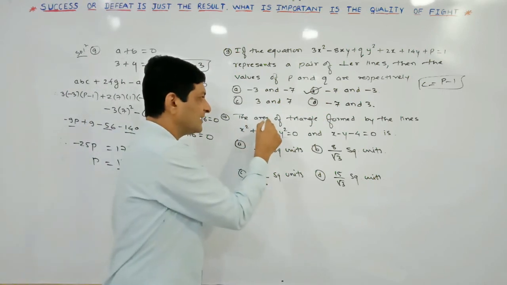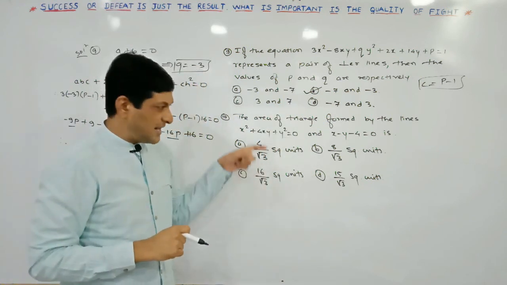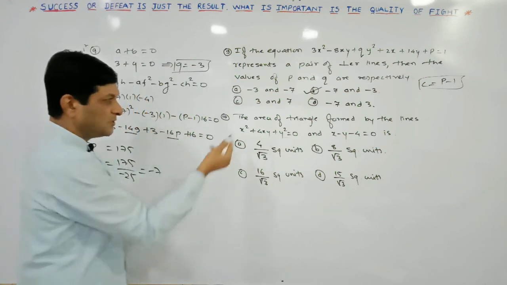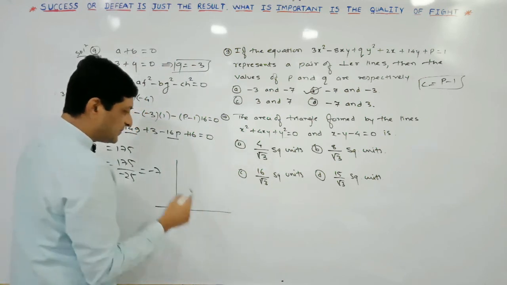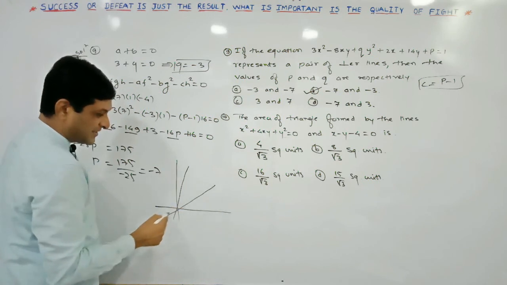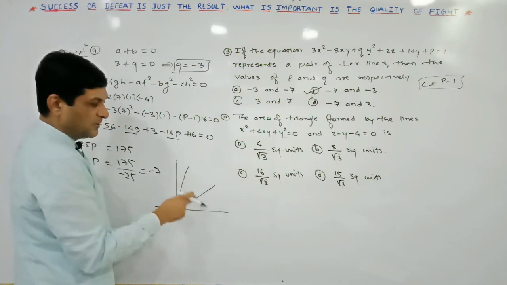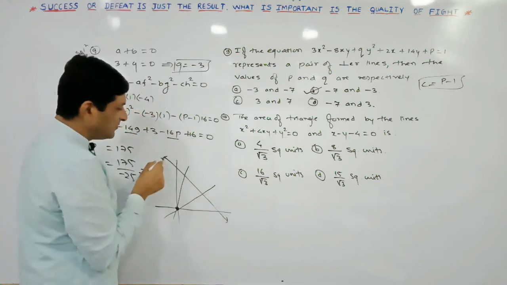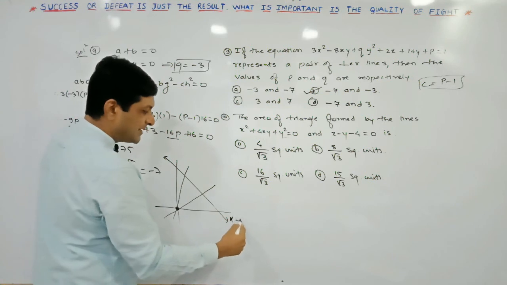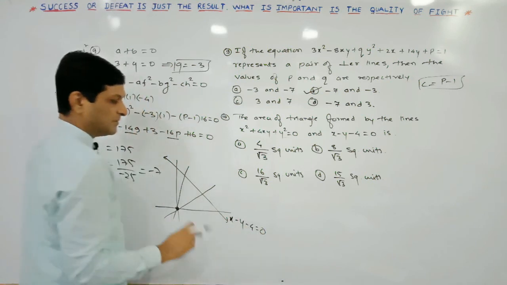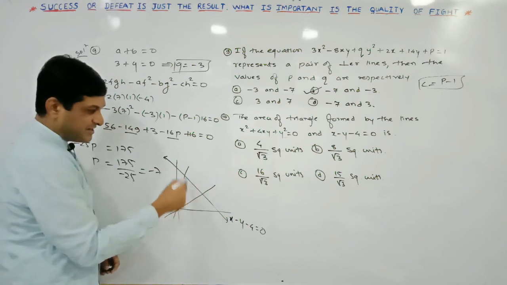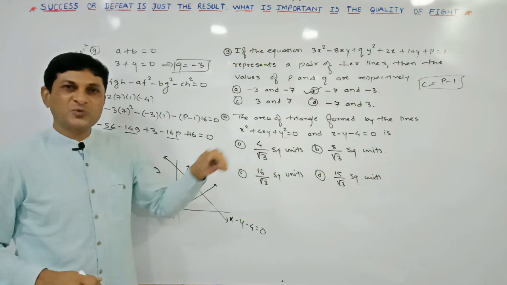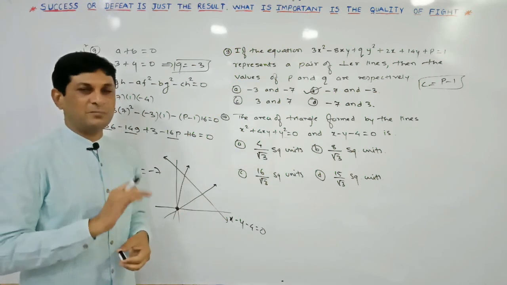In this case the area of the triangle formed by the lines represented by this homogeneous equation and this third line is equal to what? Now we know that this homogeneous equation always represents how many lines? A pair of lines passing through the origin. So these are two lines represented by this homogeneous equation, and one third line is given to us, x minus y minus 4 is equal to 0. So these two lines which are represented by the homogeneous equation and this third line form one triangle, and the question is to find out the area of that triangle.